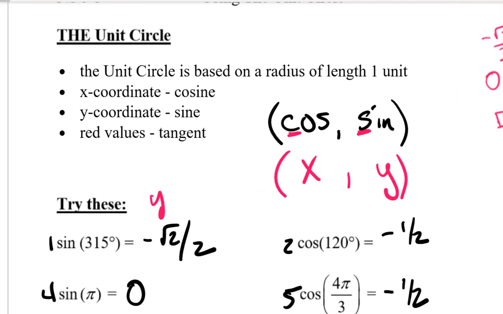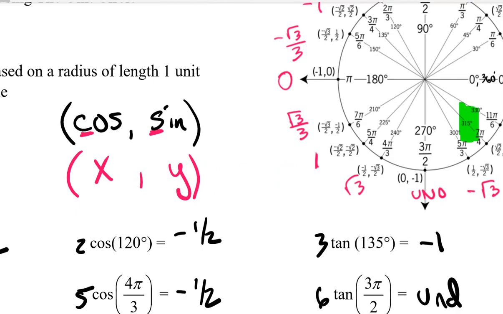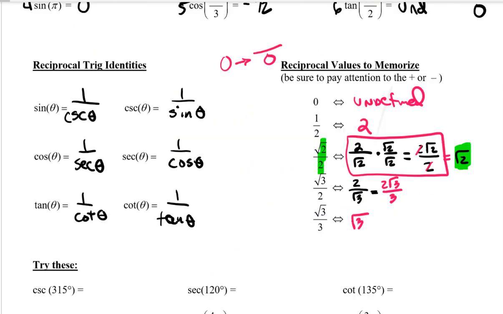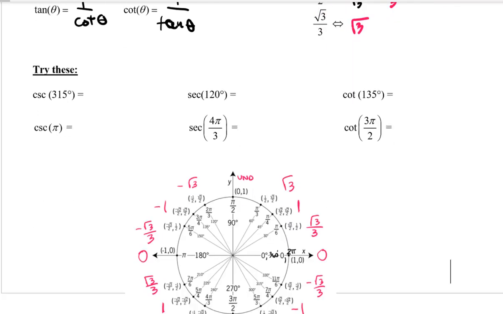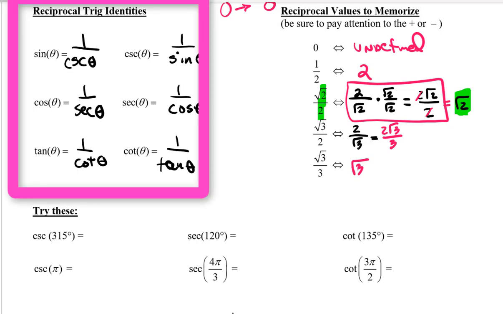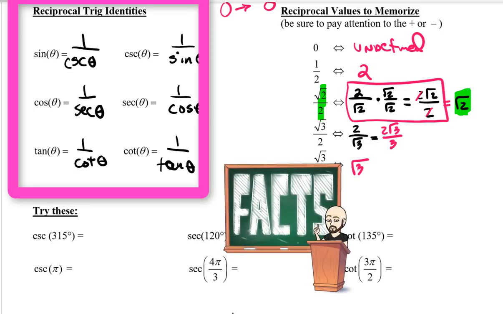Now, just a quick review. Remember the unit circle? X and Y coordinates are your cosine and sine, and tangent is going to be the sine divided by the cosine, or the red values that I've got around the unit circle. Now I'm going to review the reciprocal identities. Sine and cosecant go together. Cosine is the reciprocal of secant and vice versa. And then tangent is the reciprocal of cotangent, which means tangent is 1 over the cotangent and cotangent is 1 over tangent.